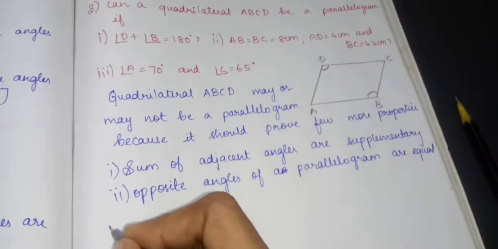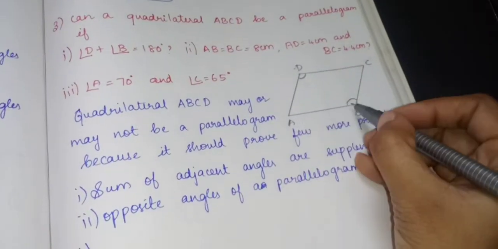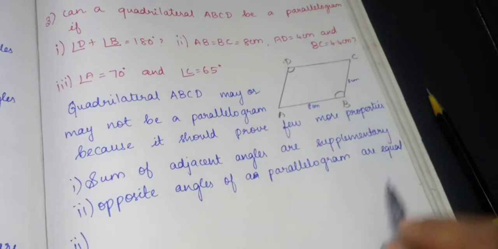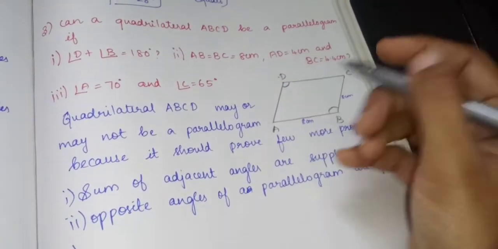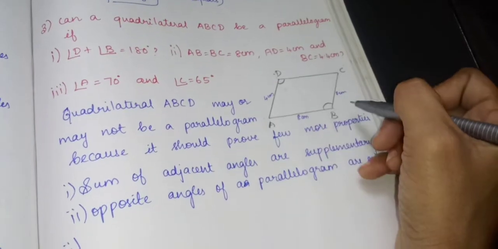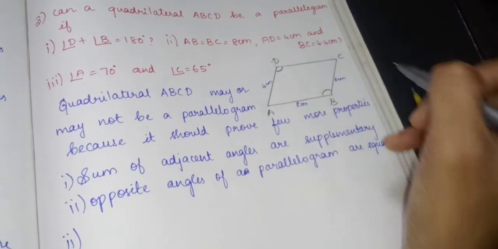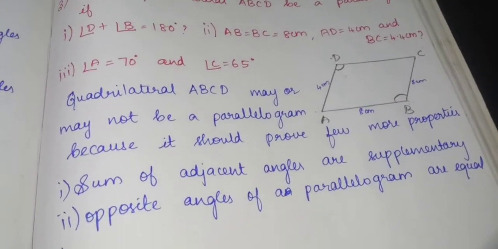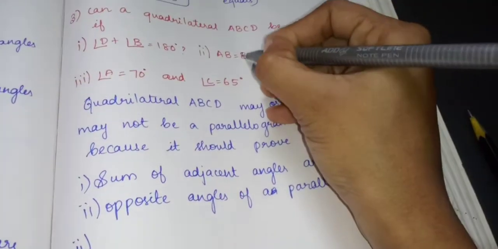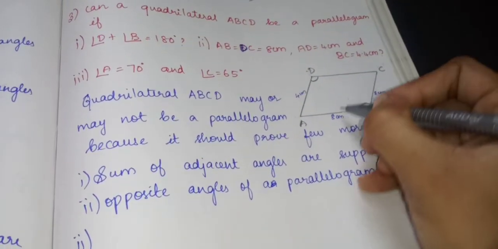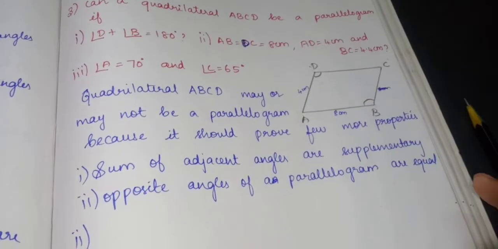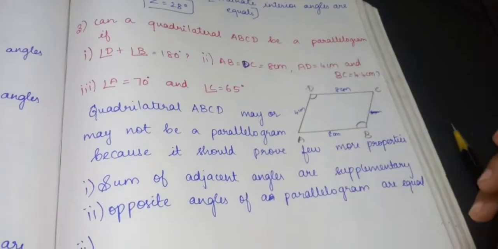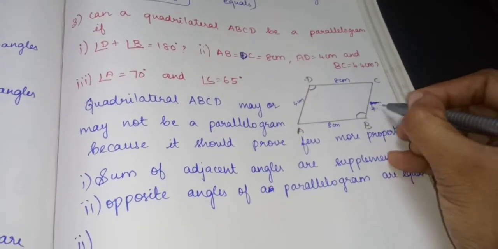Next, second subdivision, AB 8 cm, BC 8 cm. Okay. Next, AD 4 cm and BC is 4.4 centimeter, it seems. Is this possible? 4.5 centimeter. Listen children, this is DC. Sorry, this is DC. AB 8 centimeter and DC 8 centimeter. AD 4 centimeter, BC 4.4 centimeter.